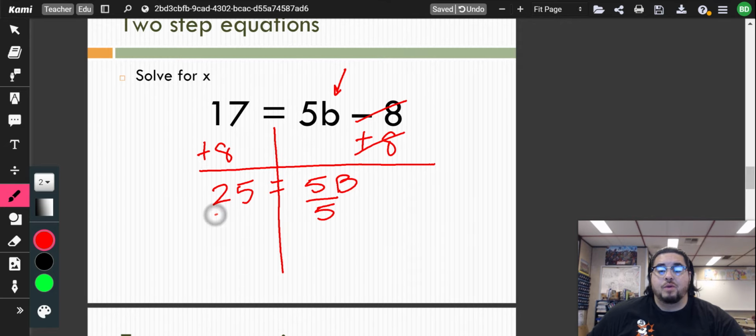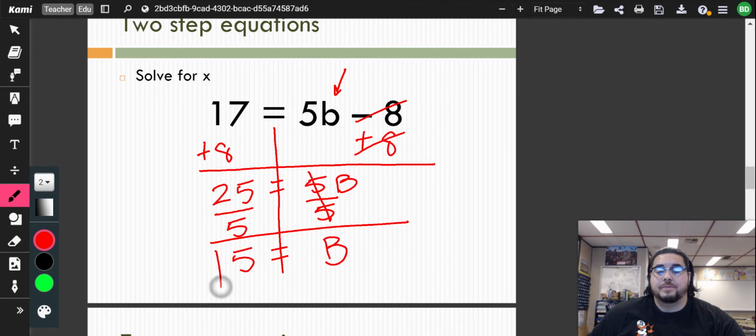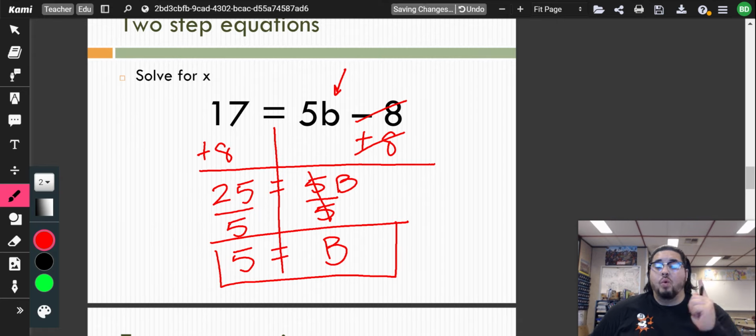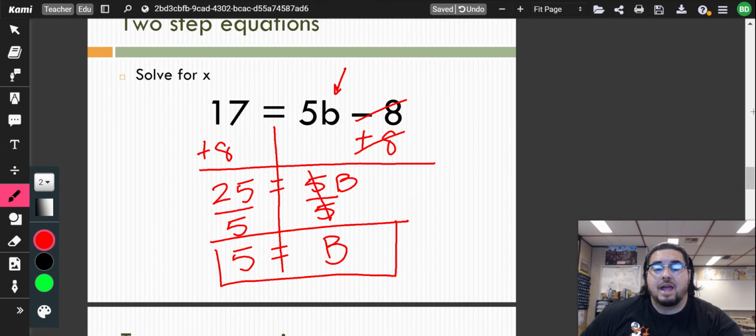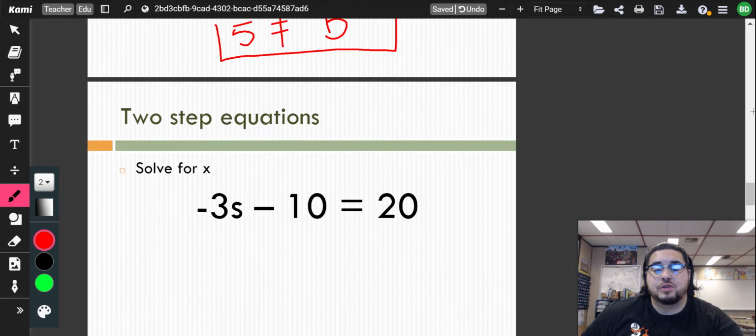If I do it on one side, I have to do it on the other side. The 5 and the 5 cancel out, so now b is finally on its own. And 25 divided by 5 is going to give us 5. Okay. We have one more example like this, one more example where we have a pretty straightforward problem where we're doing two operations.